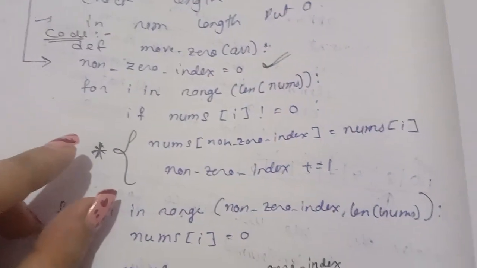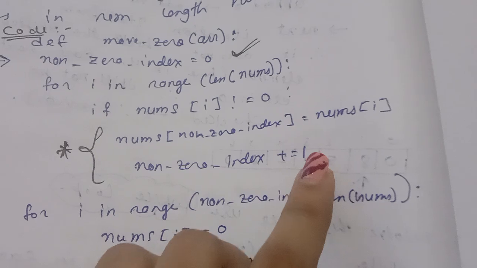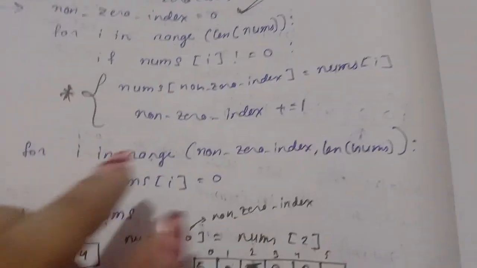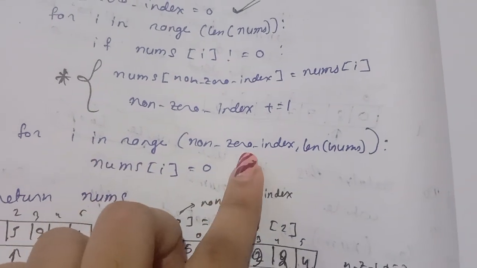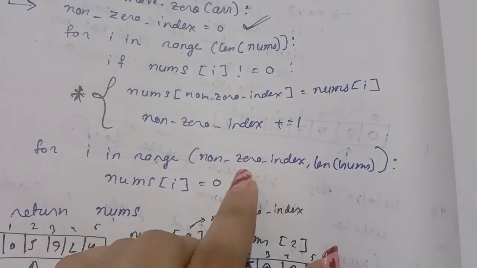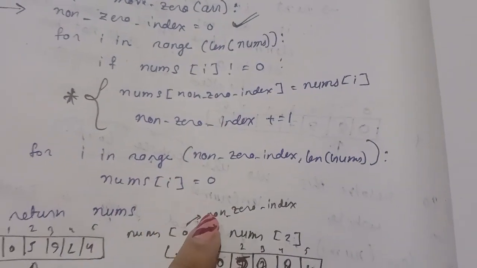But now, how are we filling in the zeros? After we are complete with the non-zero elements, the array will be a little jumbled up, but we can put the zeros in a second for loop, running from the non-zero index till the length of the array, and putting zeros there. Now it is confusing, so let's understand from an example.